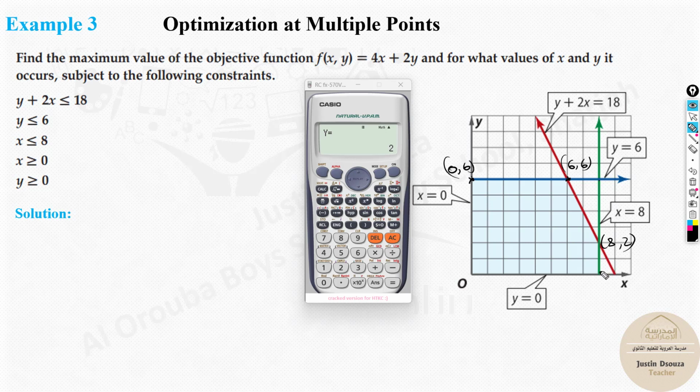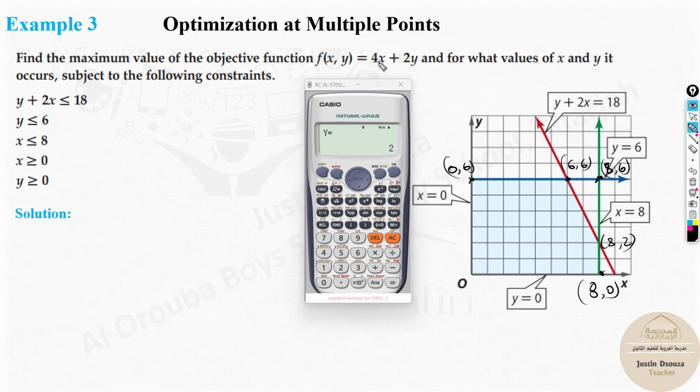And even over here, since x is at 8, it will be 8, 0. Those are simple vertex points. What about these two? Here also you can use the calculator, but without calculator it's very simple. X is 8 and y is 6. So that's it. So all the vertex points are obtained.